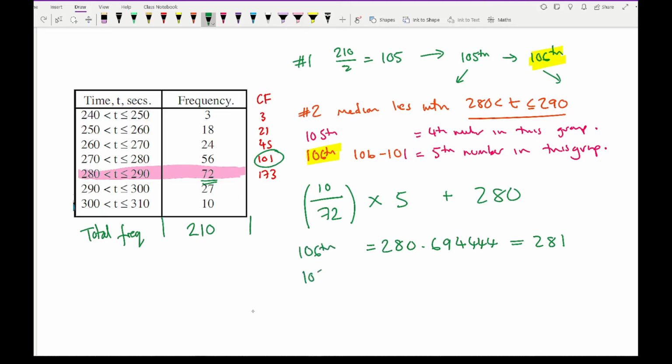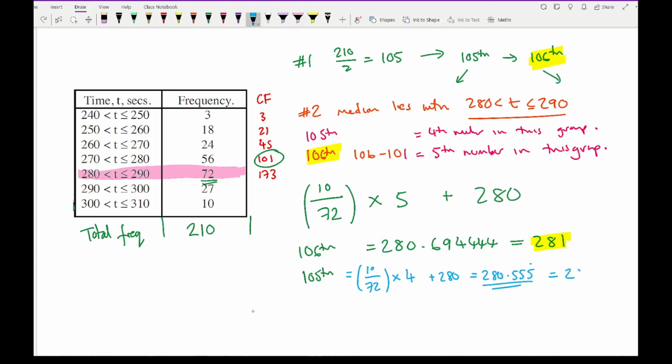Now if I was to find the 105th number, which again is not needed because I'm going to assume that this is my final answer here, we do exactly the same. So we're going to do 10 divided by 72, but this time we're going to multiply it by 4 and then add it to 280. Now I would personally press equals after every little thing that you do. So 10 divided by 72, press equals, times 4, press equals, plus 280, press equals. And that gives me an answer of 280.555 recurring.